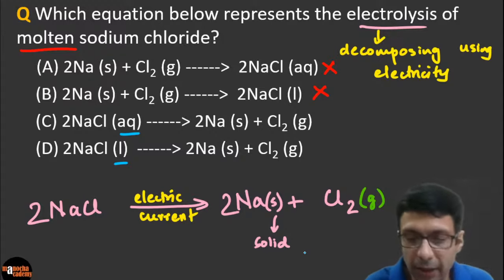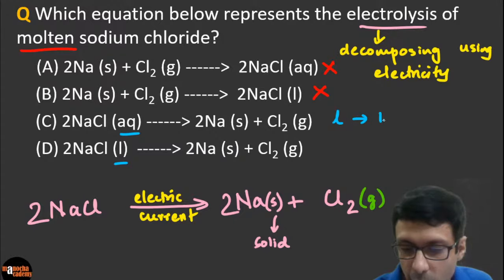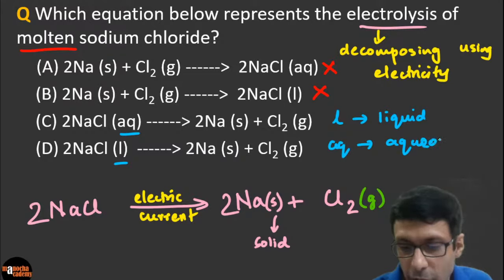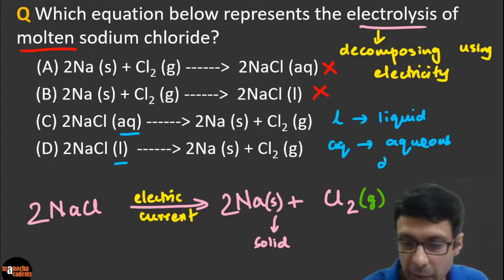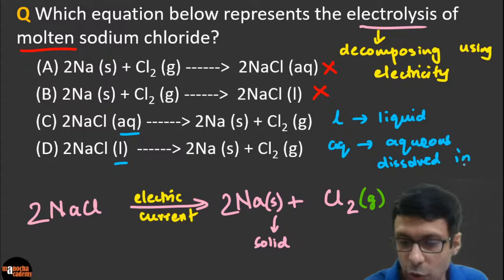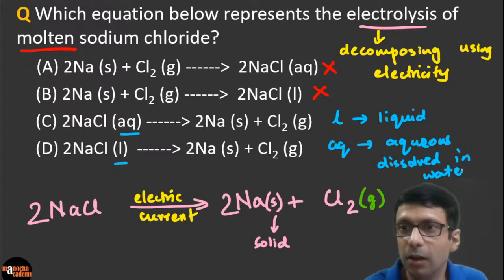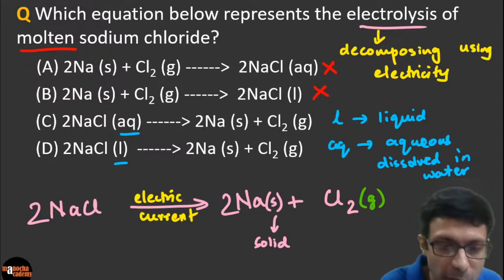Okay. So please understand this. These are very important, and there's always confusion about this. L means liquid and AQ means aqueous. So aqueous means dissolved in water. And so here when they are saying molten, they're not talking about aqueous sodium chloride. Molten sodium chloride means liquid sodium chloride. The word molten here means liquid.